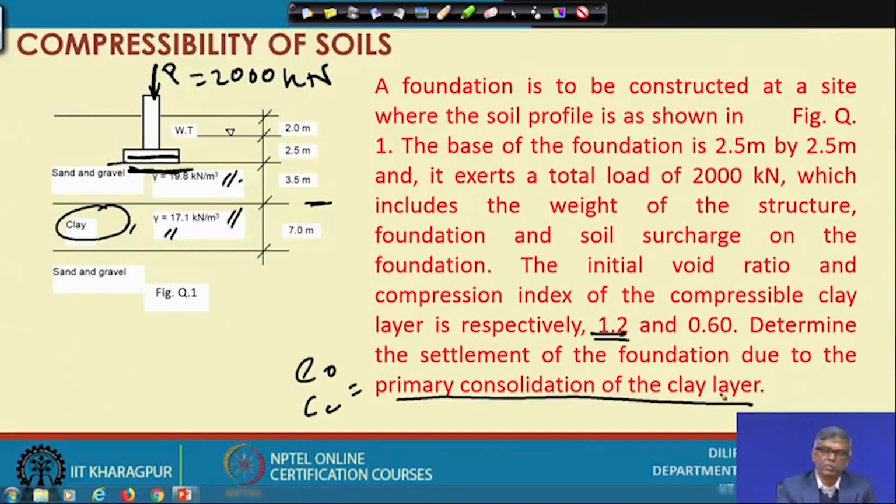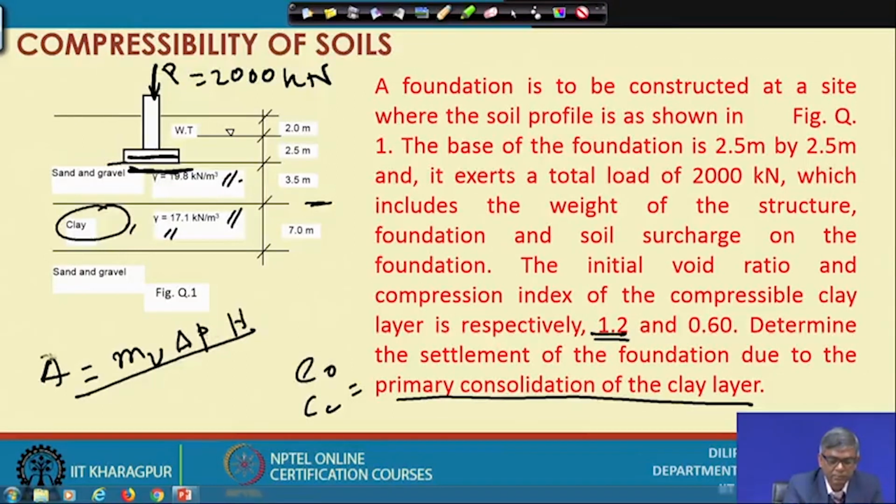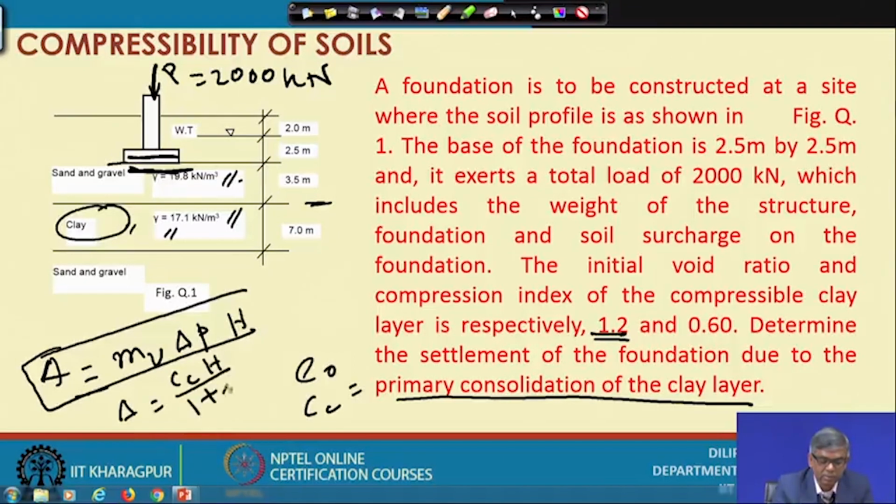We have learned two methods. One is the coefficient of volume compressibility method, delta equal to m v into delta p into H. This is one method, and another method is delta equal to C c into H divided by 1 plus e naught into log of sigma naught dash plus delta sigma divided by sigma naught dash.